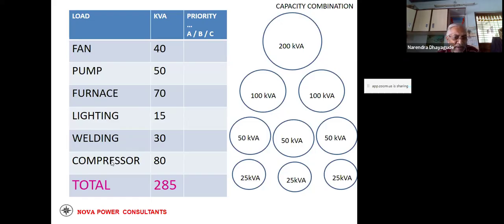Now, the electrical engineer cannot define this sequence; it is defined by the process engineers. The electrical engineer has to cope with the demand as per the requirement. So how much to switch on, how much to switch off, how many will be running at a time, which is critical, and as per the priorities, the capacity combination is selected.